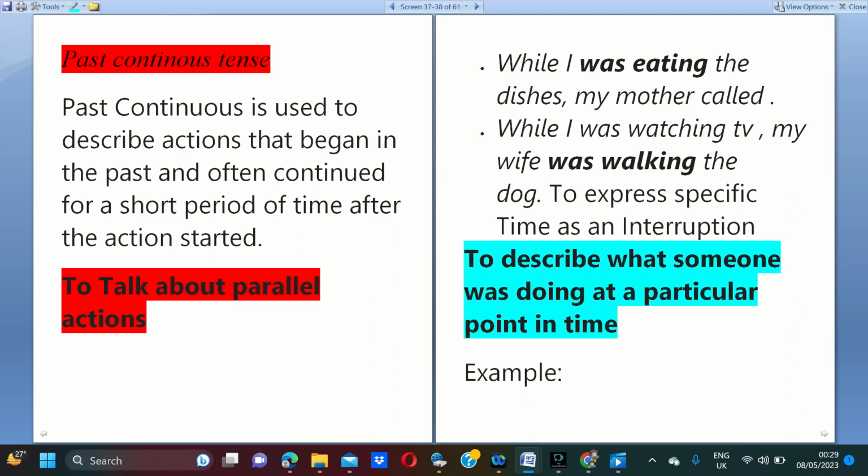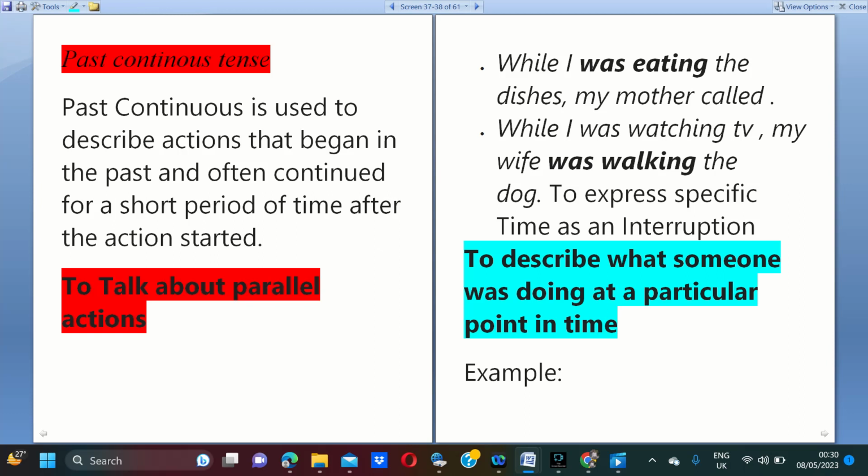Next, interruption to express a specific time. No, there may be few interruptions. We can use this. See, while I was watching, my mother called me. So action is interrupted here. Next, while I was watching, my wife was cooking dinner. My wife was cooking the dinner. Yes, both are parallel actions, but there are little bit minor differences.